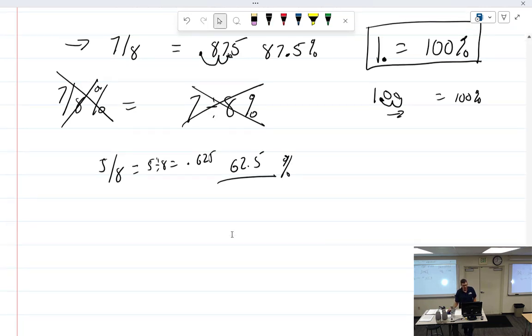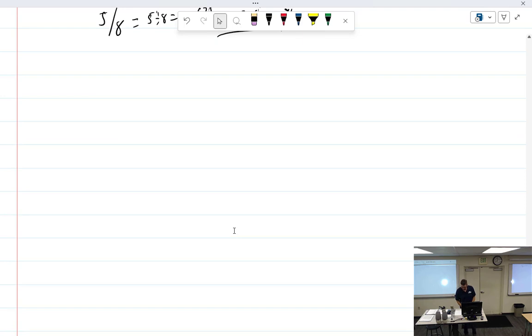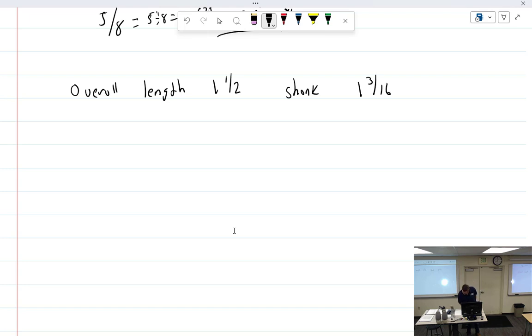All right, so here's another question for you. Shifting gears a little bit. A certain aircraft bolt has an overall length of 1.5 inches, 1 1/2 inches, with a shank length of 1 3/16, and a threaded portion of 5/8. What is the grip length?